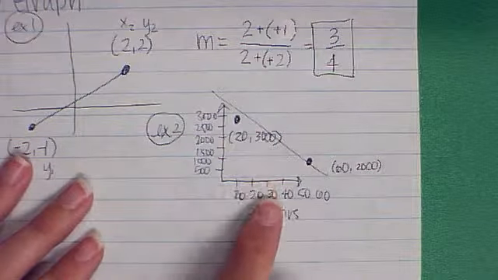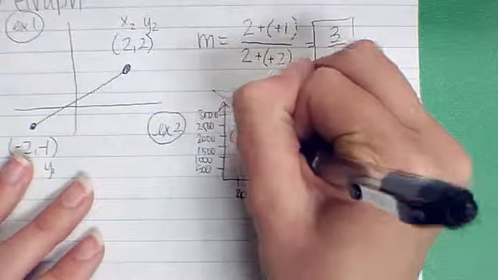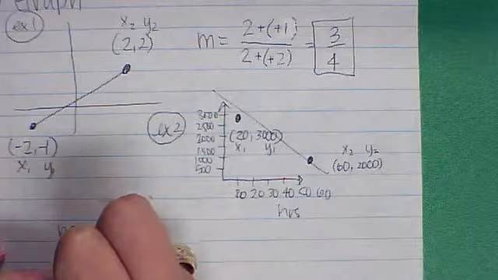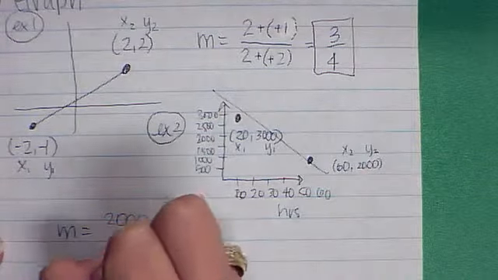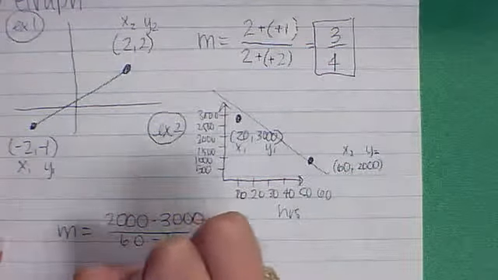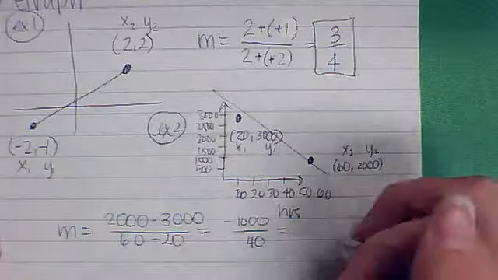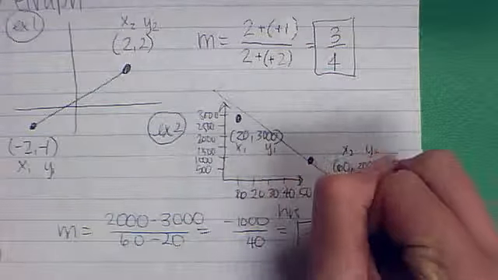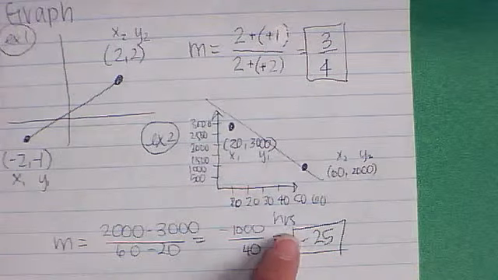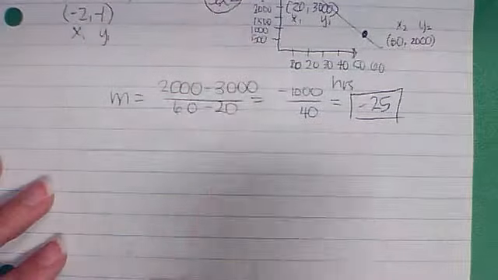But if I label those 2 points, and then I want to find the slope, I choose one to be my x1, y1, and this to be my x2, y2. And now I can plug that into the slope formula. So m equals 2,000 minus 3,000 over 60 minus 20, which is -1,000 over 40. And if I reduce that, it's -25. So that means the water is leaving the reservoir at a rate of 25, let's say, million gallons per hour. That's why it's negative, because it's leaving at that rate.